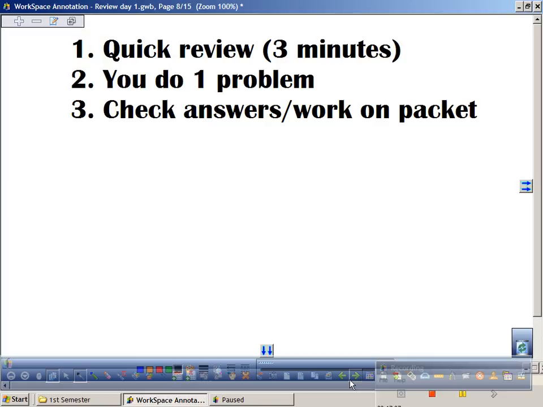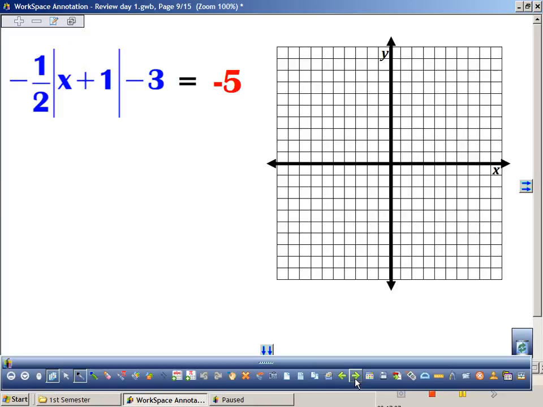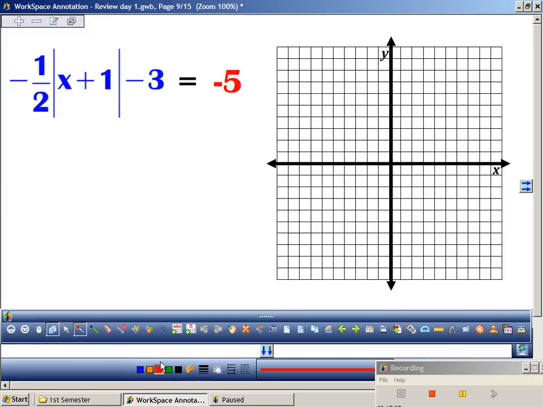You need to work on your packet when you're done, or your cumulative, whichever one you want. All right, after you do the one single problem. But let me do one for you first. Ready? All right, pencils down, eyes up here.